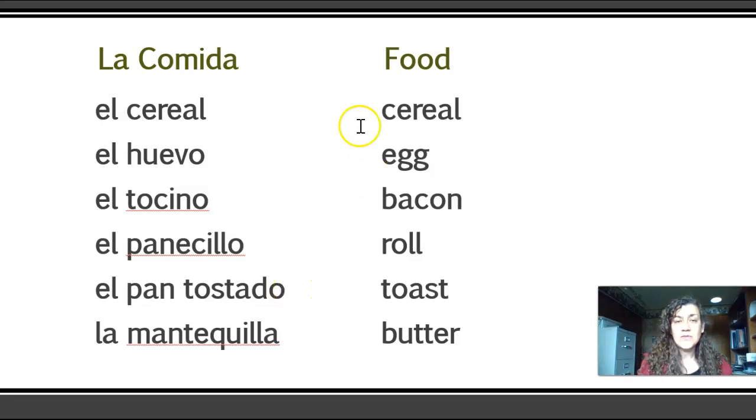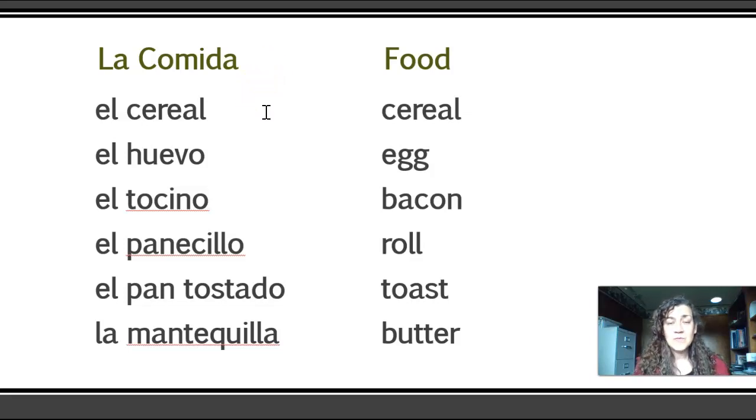Okay, so we'll start with the name for food, la comida. Now, we learned in a previous lesson that la comida can mean meal, and it can also mean food. La comida.